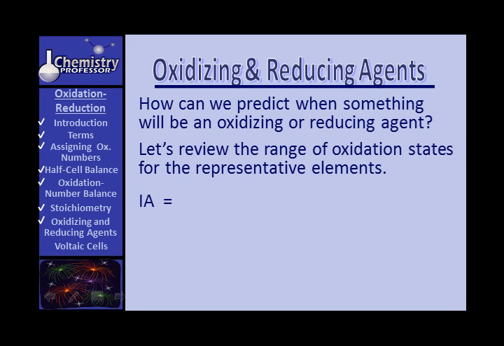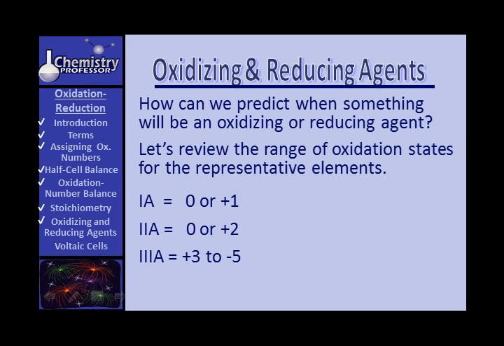Now, for the 1A elements, what are the common oxidation states or the common range of states for them? 0 or +1. Granted, hydrogen can be a -1, but for the rest of the 1As, it's 0 or +1. What about the 2As? What are the oxidation states for that? Well, they are generally 0 or +2. The 3As, what are those? The 3As run from +3 to -5.